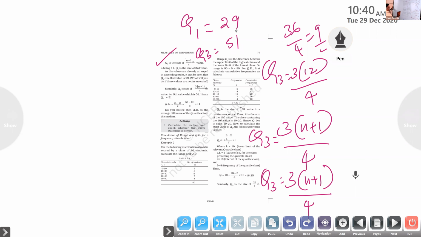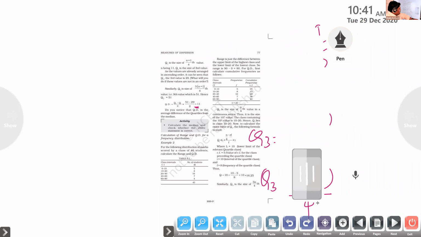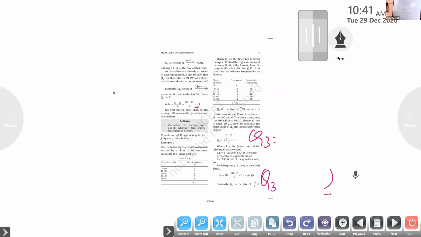Next, we want to find the QD. What is the equation for the quartile deviation? Q3 minus Q1 divided by 2, so 51 minus 29 divided by 2, the answer is 11. Got that? Now I'll give you some simple data to find out.